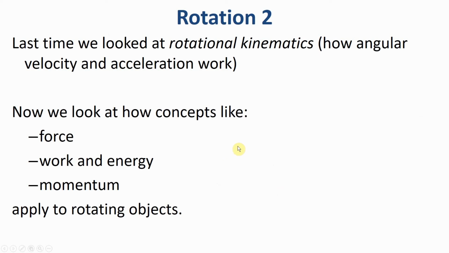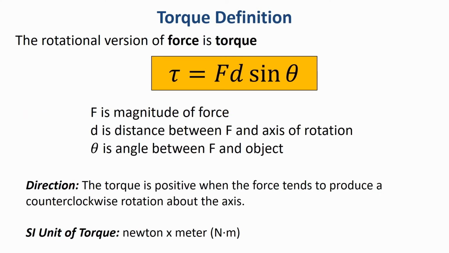So last time we talked about rotational kinematics. How do things like angular velocity and angular acceleration work? We took our basic variables, x, v, and a, and rewrote them as theta, omega, and alpha. Just did stuff in Greek so it looked fancier. This video is going to look at things like force, energy, and momentum, and how we apply these to rotating objects. So the first thing to think about is force.